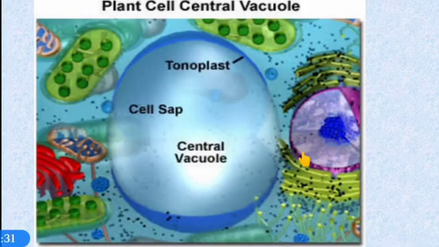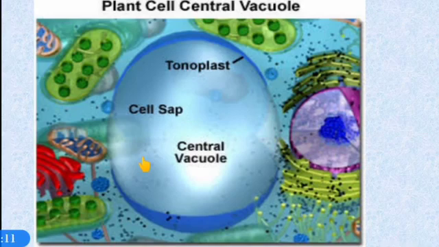And this is the structure of the central vacuole. The vacuole is present in the central position of the cell. The vacuole is bounded by a membrane called a tonoplast, and it contains cell sap. Cell sap means a watery solution rich in sugars, amino acids, minerals, proteins, and metabolic wastes.